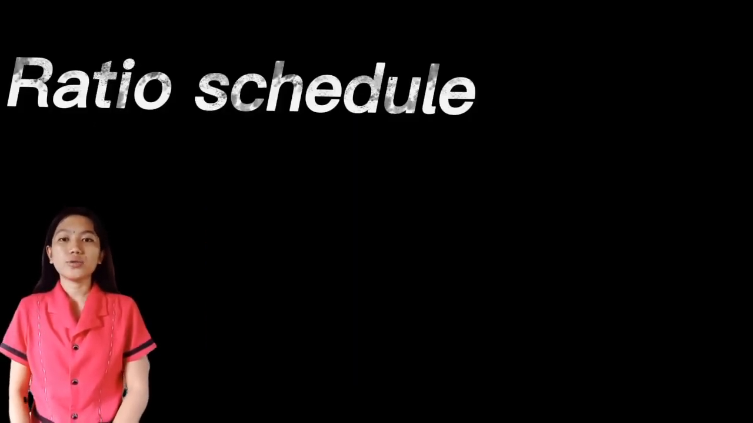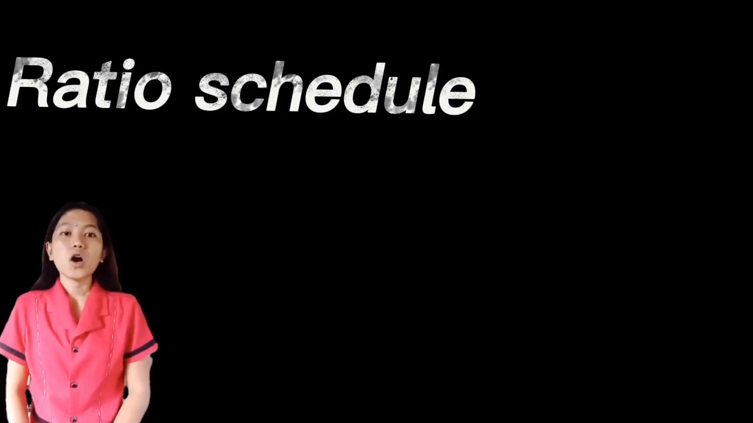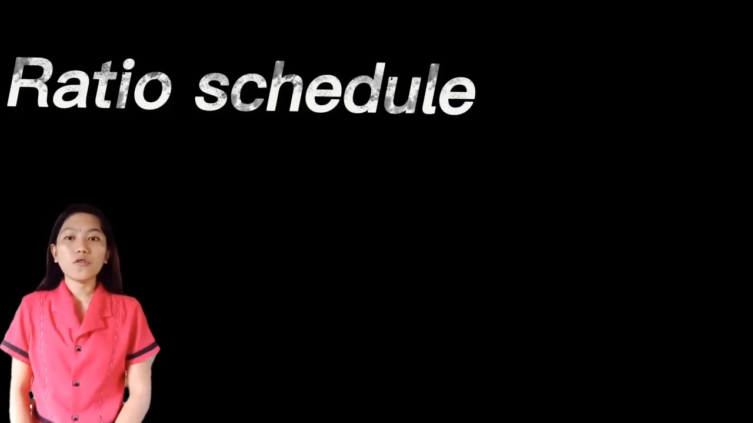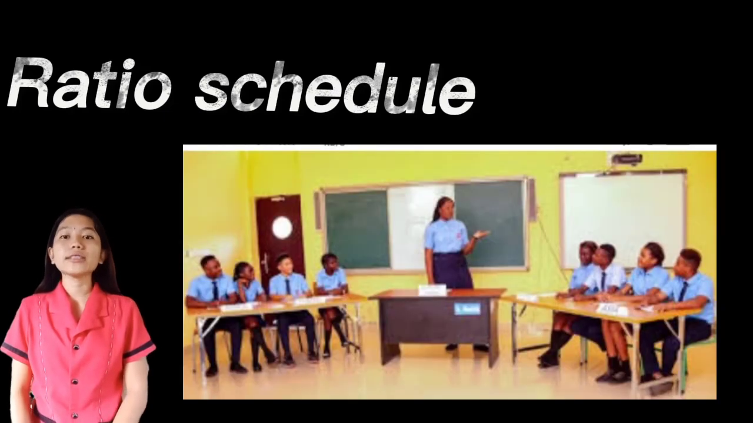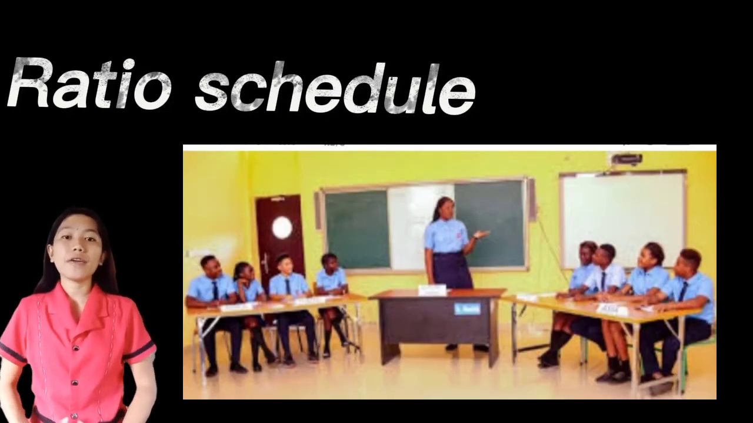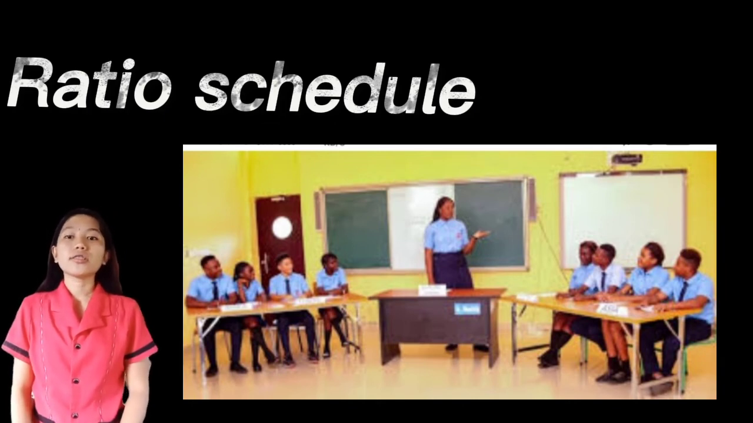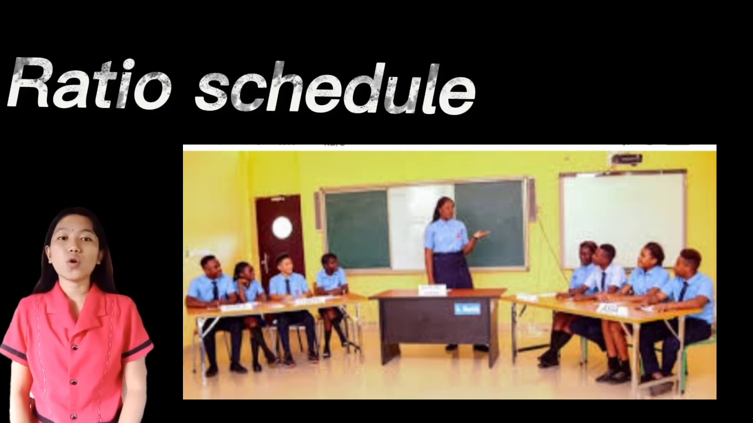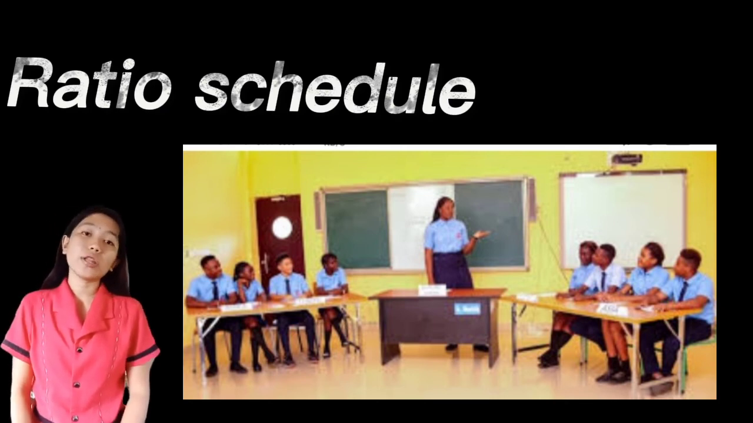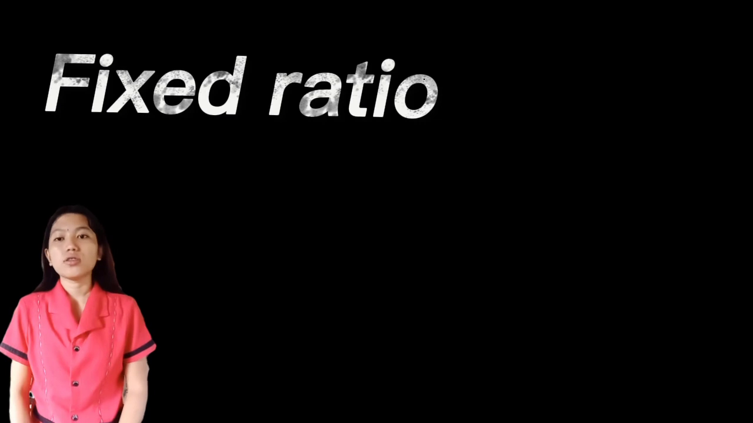Ratio schedule. Reinforcement is given depending on the number of correct responses or the rate of responding. For example, the school has a quiz bee contest. The contestant who has a perfect or high score will be declared the winner in the contest.